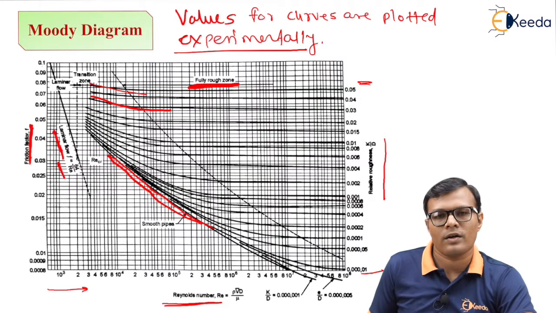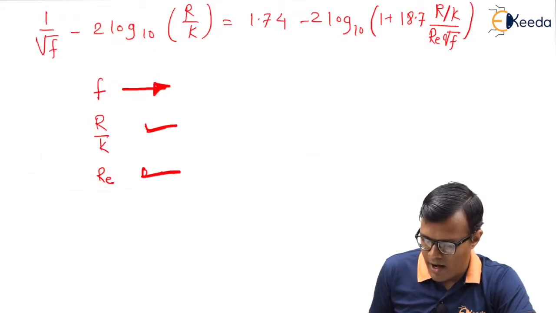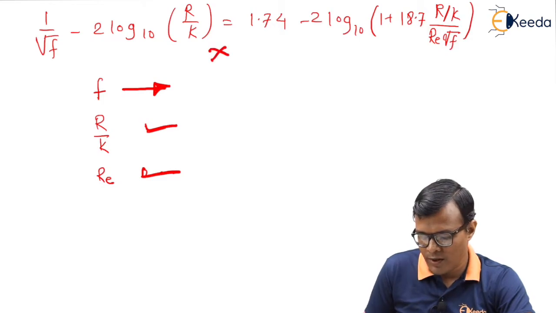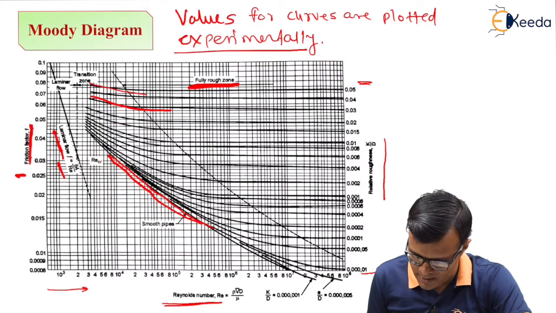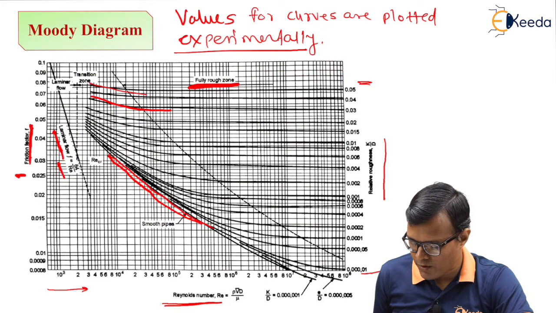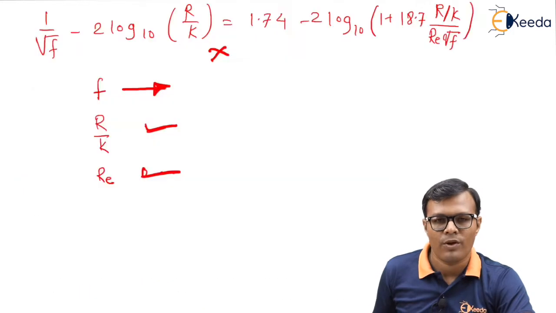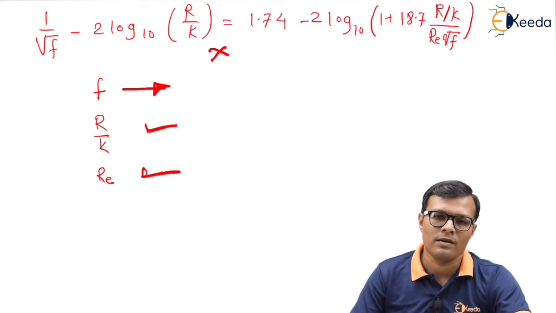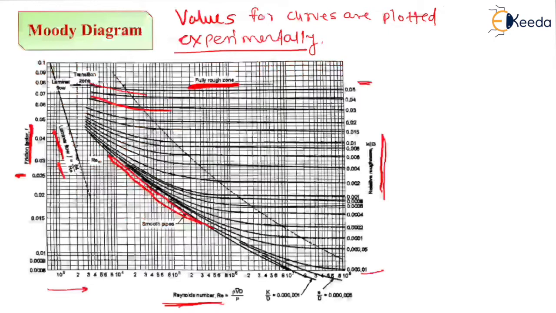So for corresponding values of this r by k and Re, without doing any calculations, now we don't have any need, we just see the corresponding value of friction factor on this side, for the corresponding value of Re and k upon d ratio. So it is clear that for convenience purpose, the Moody diagram was invented and plotted, and accordingly we will get the value of friction factor.